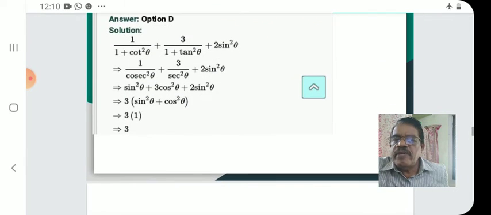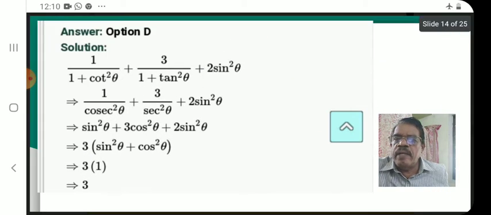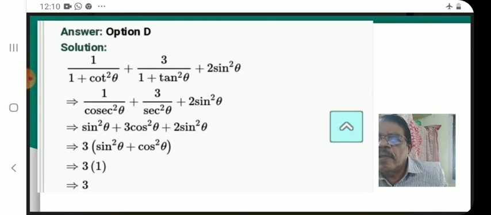And here actually the simplification is done. Instead, you can put any value for theta and simplify. Here the actual simplification is done. 1 by 1 plus cot square theta plus 3 by 1 plus tan square theta plus 2 sin square theta. 1 plus tan square is equal to sec square. So 1 by cosec square theta plus 3 by sec square theta plus 2 sin square theta. And you know 1 by cosec square is sin square theta, and 1 by sec square is cos square theta, so sin square theta plus 3 cos square theta plus 2 sin square theta.